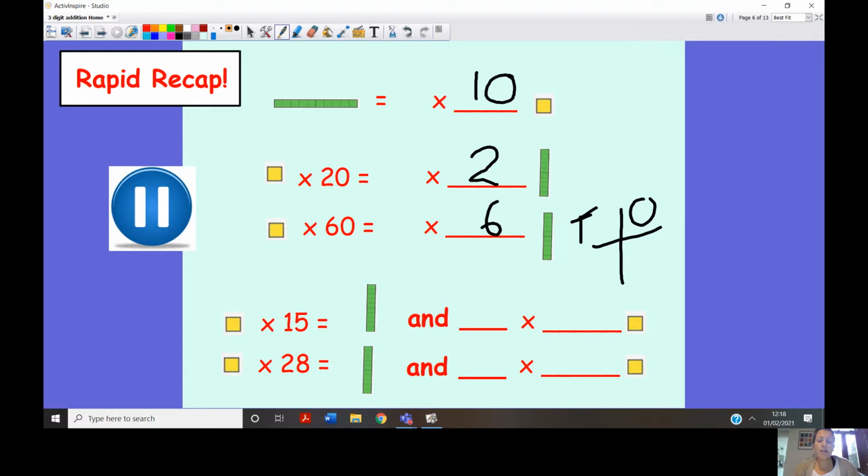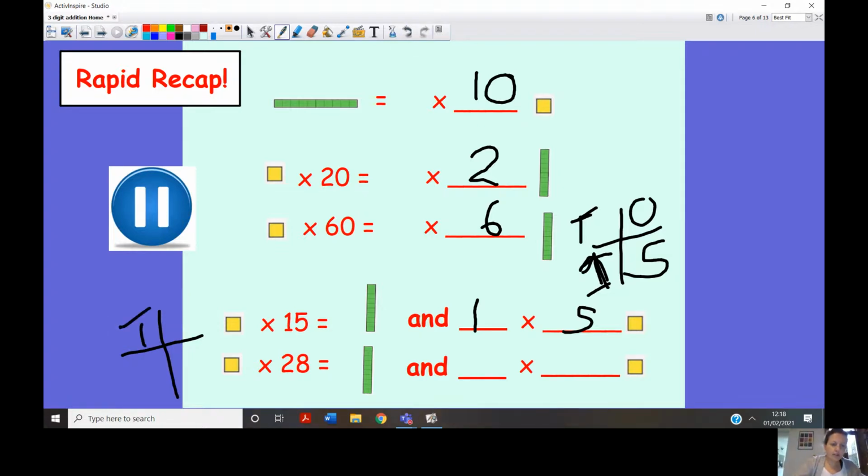15 is made up of how many in my number? I have put my place number in my place value. I have 5 ones and 1 ten. Doing the same thing with 28 in my place value. Oh, that's not what I wanted to do.